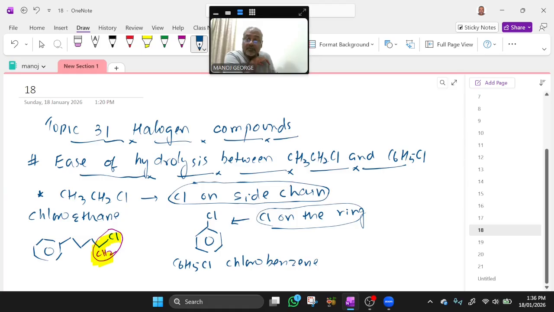Guys, give me yes or no. Do you see the difference between the two, first of all? Please give me yes or no. That's a Cl on the ring, which means if I give you something like this, do you think this and this is the same situation? Give me yes or no. Same or no?